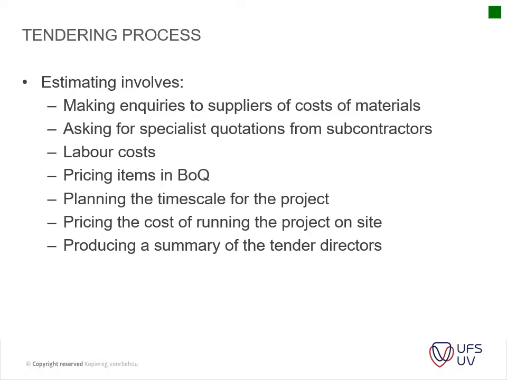Then estimating involves the following. Your estimator will usually make inquiries to suppliers and cost materials. As soon as they receive the tender documents, they will start inquiring about the suppliers and materials. They will ask for quotations from subcontractors. They will look at labor costs. Has the current system updated or so? They might get costs from labor-only contractors. And then they price the items in the BOQ. Obviously they do receive the items back, and I think there's another slide that we'll talk about that.